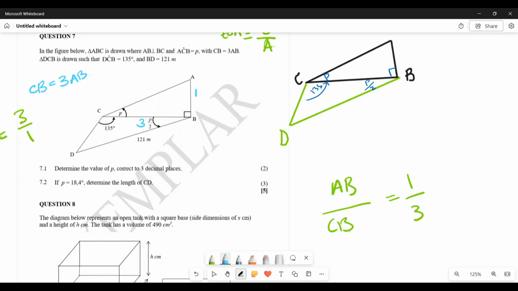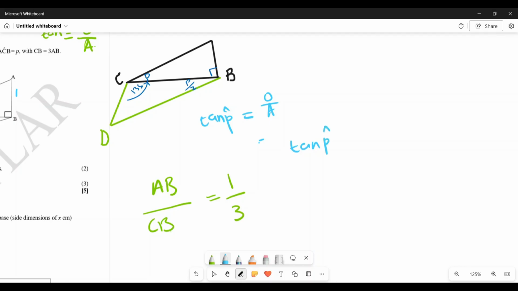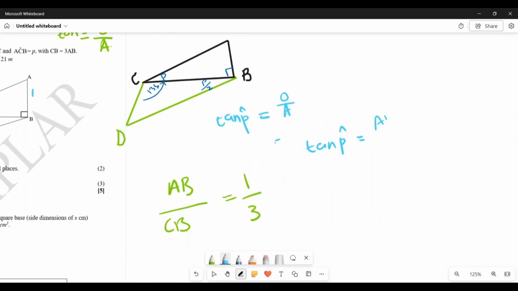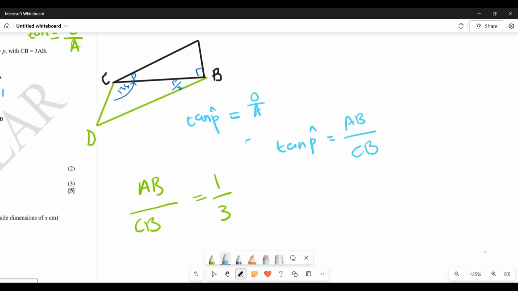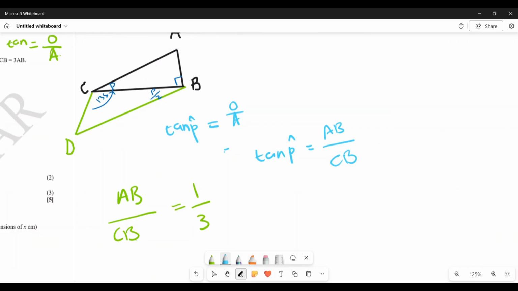So as a result, I'm going to make use of my tan. Tan of P is going to be my opposite over adjacent. In this instance, tan of P is equal to my opposite, which is AB, over my adjacent, which is CB. Because this is a right angle triangle, we were left choosing between two options, Pythag or trig identities. Here we are making use of our trig identity, tan to be specific, because we have the opposite as well as the adjacent line. Now we're trying to solve for an angle, which is P.